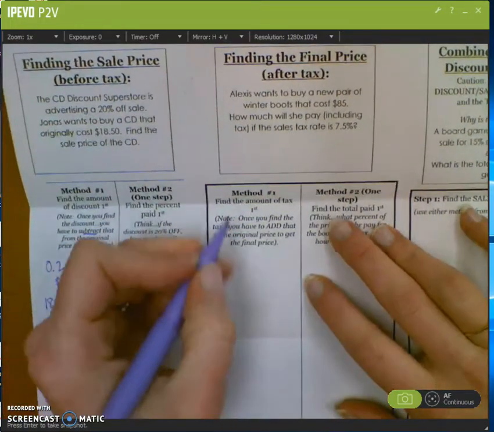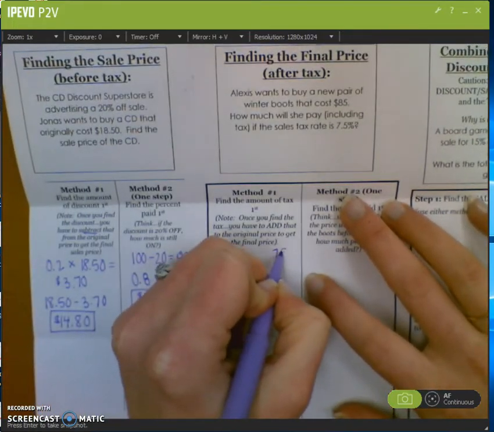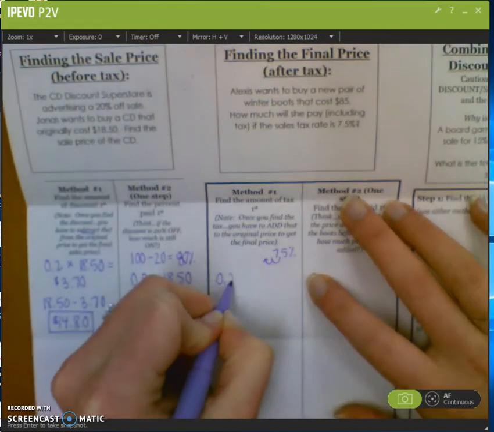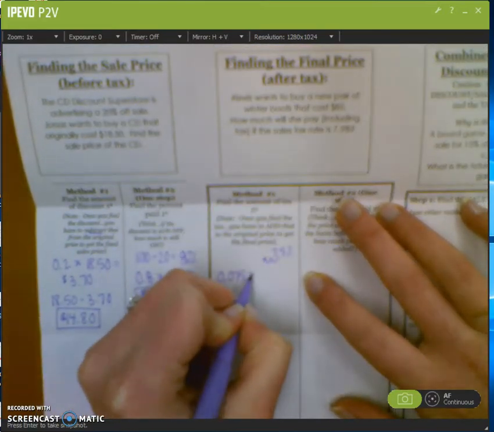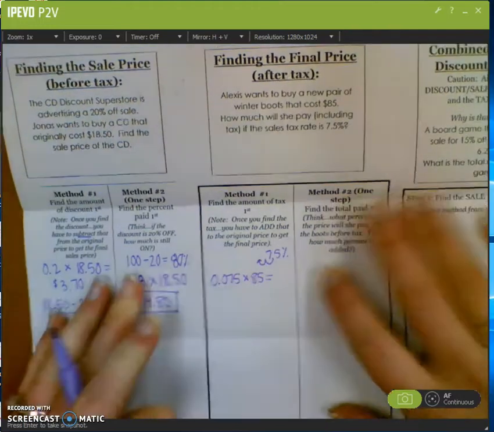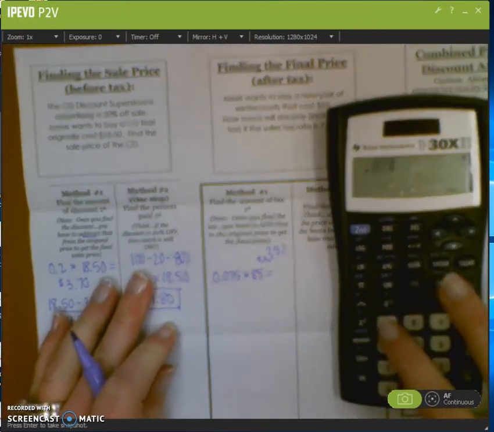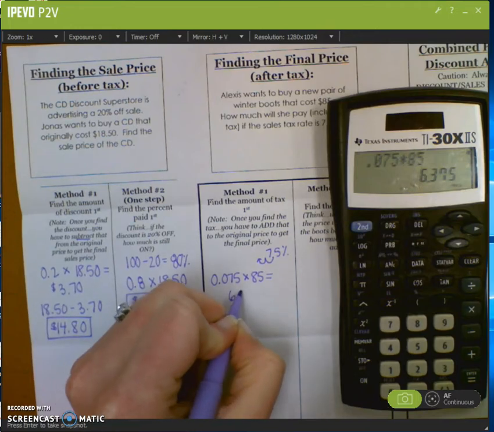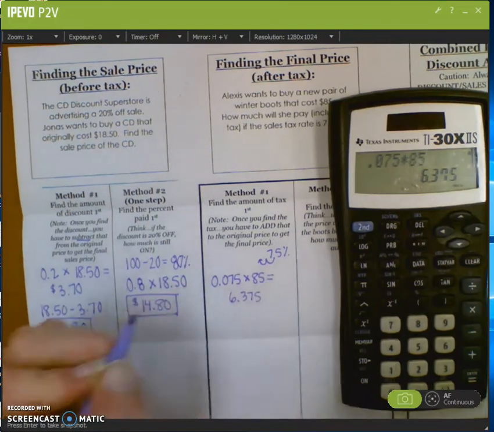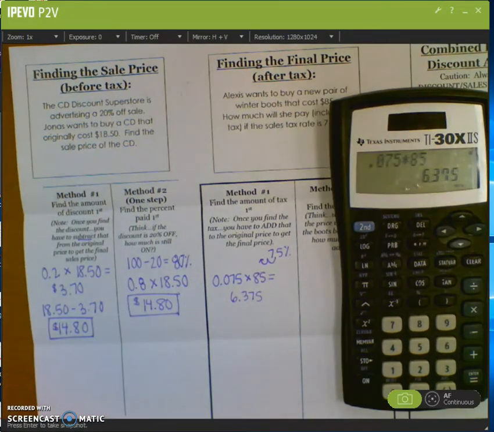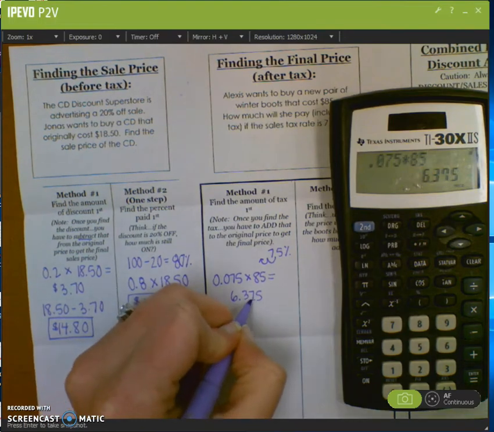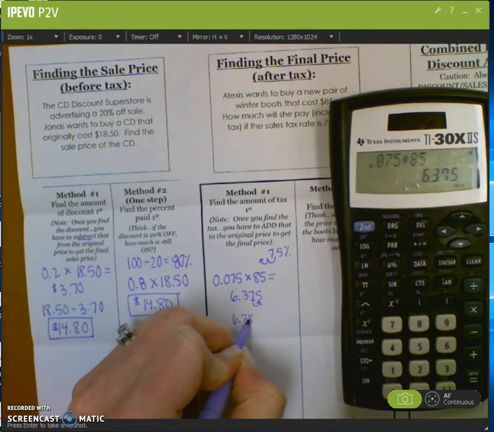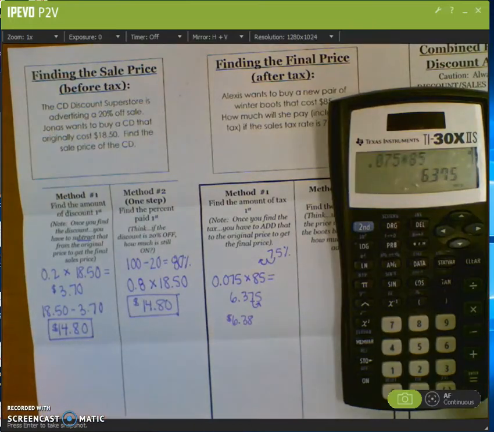Of means to multiply. So I'm thinking about 7.5% and making that a decimal by moving it twice. 0.075 of 85 means multiply. 0.075 times 85 is 6.375. Whenever we're talking about money, we always round to the nearest cent. So I'm going to round this 7 to an 8, and I'm going to get 6.38, or $6.38.